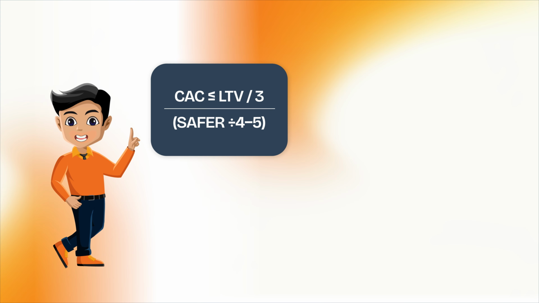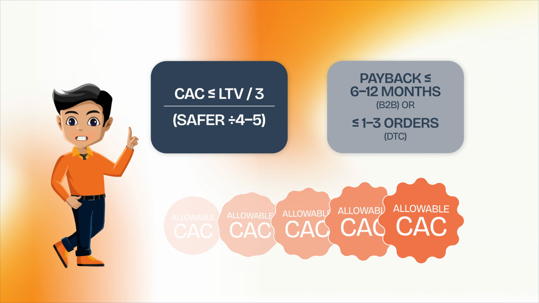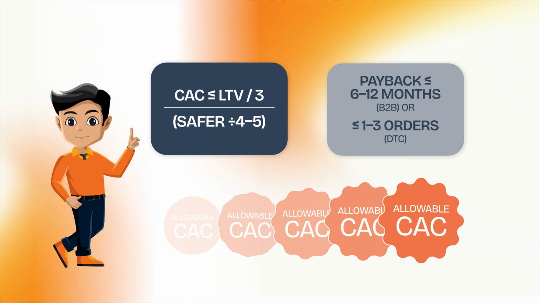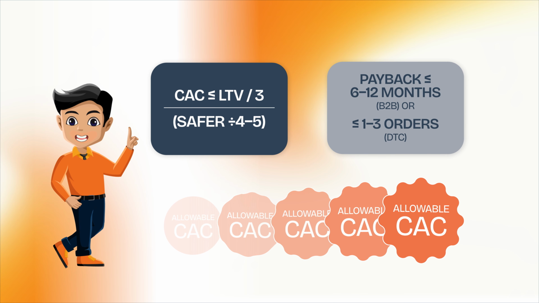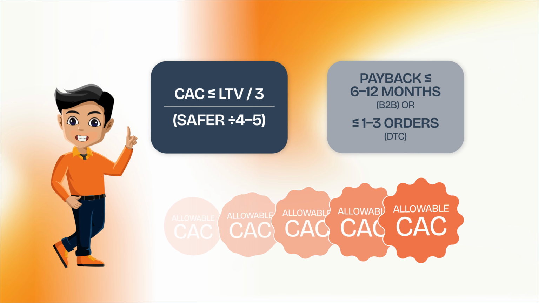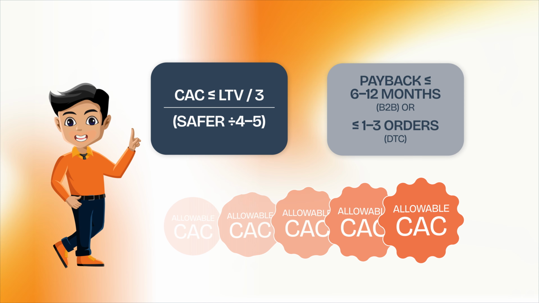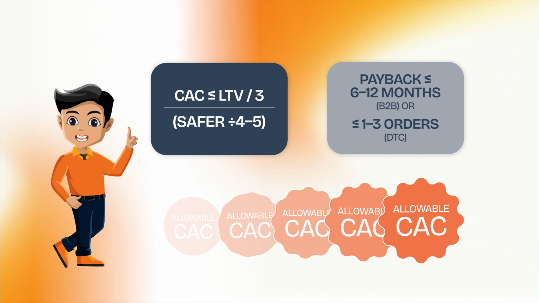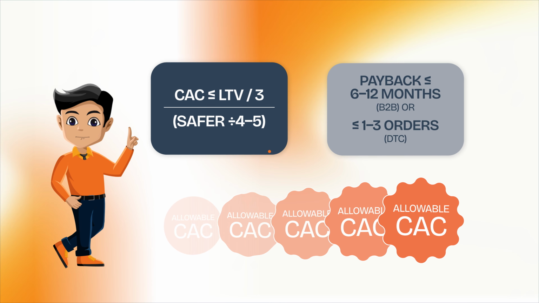2. Allowable CAC and payback. Two constraints set your maximum CAC: LTV and cash. LTV rule: CAC less than or equal to LTV divided by 3, safer at divided by 4 to 5 if you're pre-scale. Payback rule: CAC must pay back in less than or equal to 6 to 12 months for B2B, less than or equal to 1 to 3 orders for DTC. Your allowable CAC is the lower number produced by those two rules.